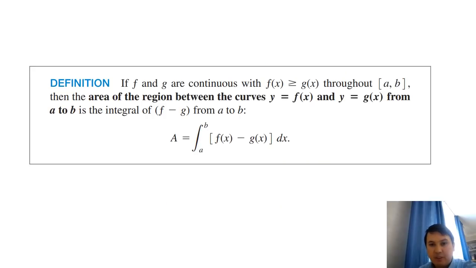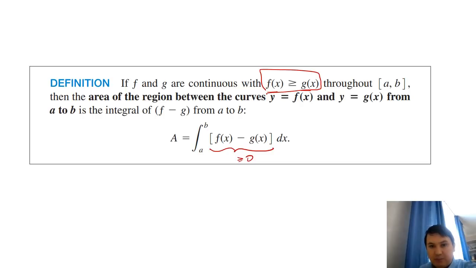Summarizing, if you have two continuous functions where f of x is greater than or equal to g of x on an interval a b, then the area between the curves can be found as the integral from a to b of f of x minus g of x. Remember, the area must be positive, so I need to make sure that this is non-negative. That's why this requirement.